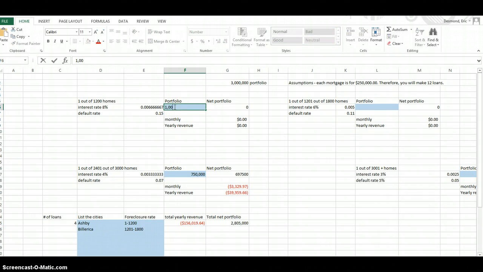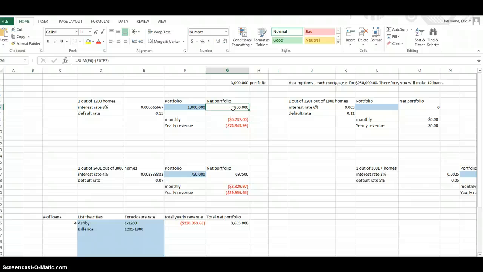There it is. Now what happens is it automatically populates for you. What's going on is the portfolio, we made $1 million, we assume automatically that the 15% default rate is going to happen immediately, just for the sake of the exercise, and therefore we have a net portfolio balance of $850,000. So our portfolio automatically loses value investing in this community.